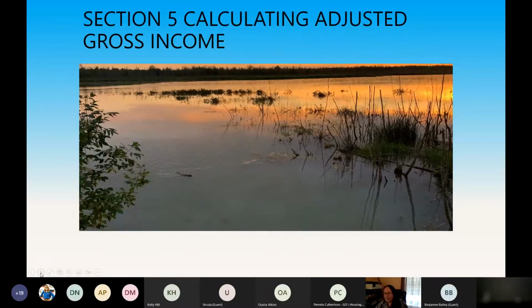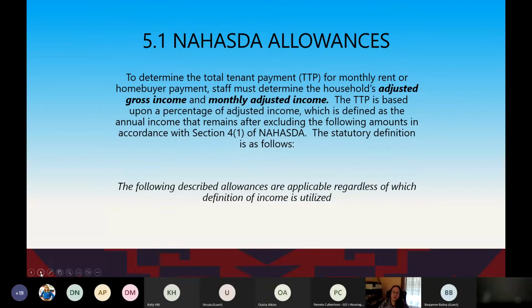It's a necessary component. So Section 5 is calculating adjusted income. And to determine the total tenant payment, so if you ever see that TTP, that's what that means. For monthly rent, home buyer payments, the staff has to determine the household's adjusted gross income and then the monthly adjusted income. That total tenant payment is based upon a percentage of the adjusted income, which is defined as the annual income that remains after you exclude the following amounts in accordance with Section 4 of NAHASDA.